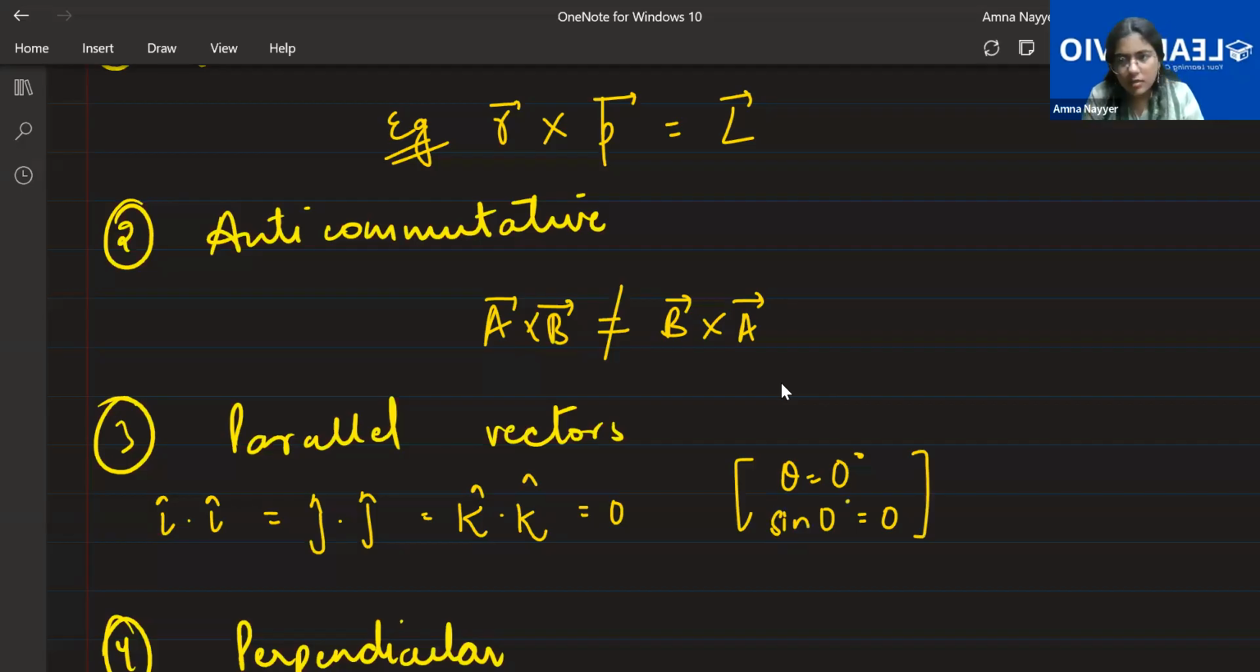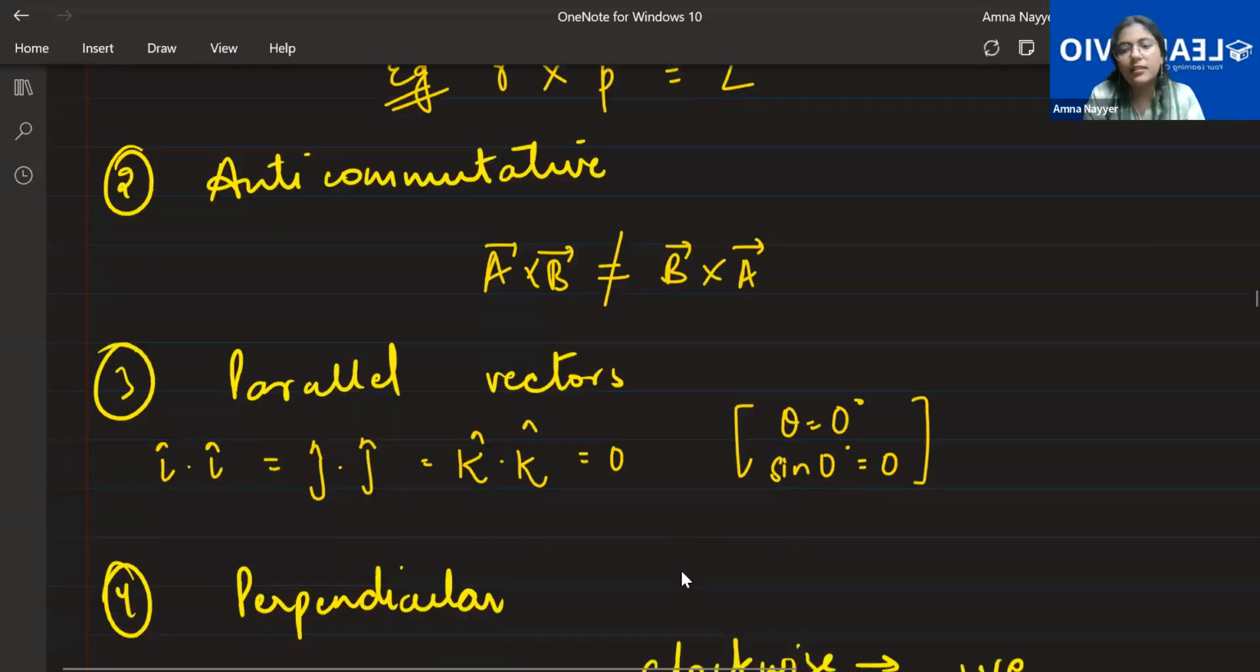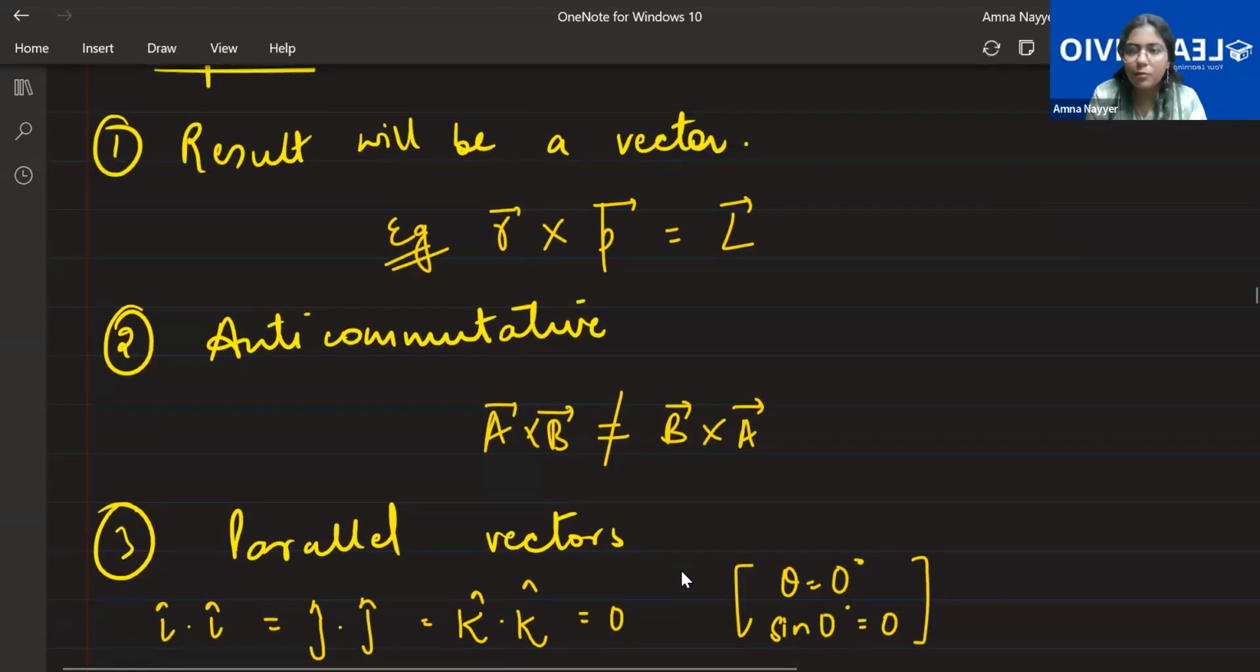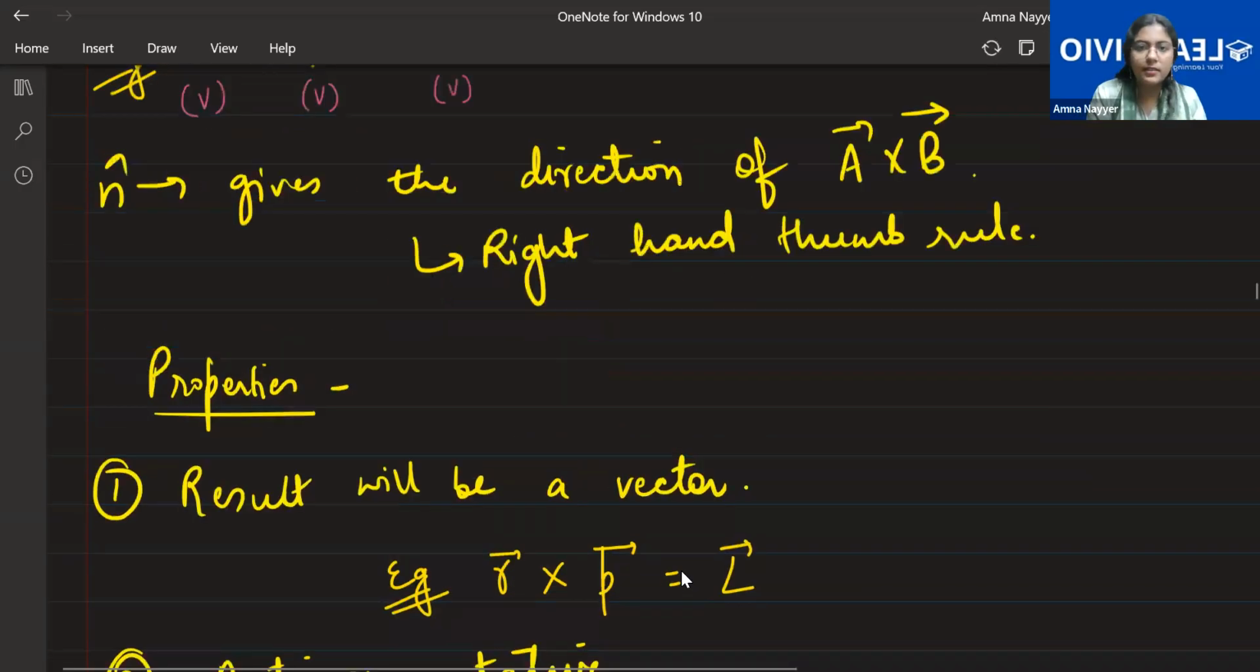But perpendiculars are non-zero, that's obvious. But how to write them? It's not 1 this time. Like there it was 1, here it won't give you 1, though sine 90 degrees is 1. There is another method to write all this that I'll tell you later. First, you write down the three properties. Tell me, are the three properties clear to both of you? Yes, ma'am. Okay, all right.